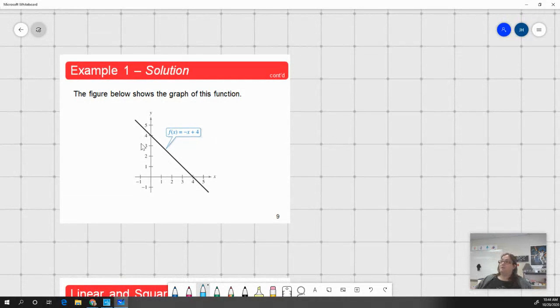But you've got your y-intercept at 4, and then you can set your other point, right? Your slope is negative, so you could go down 1, over 1, down 1, over 1, forever and ever. Or you can go up 1, back 1, up 1, back 1, forever.